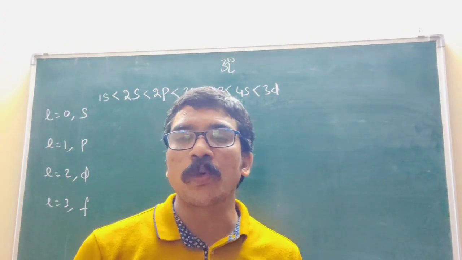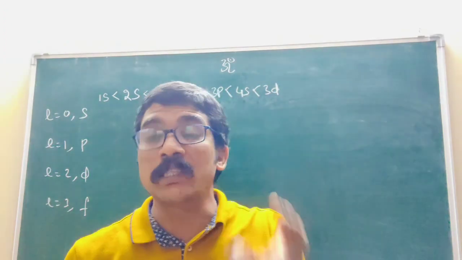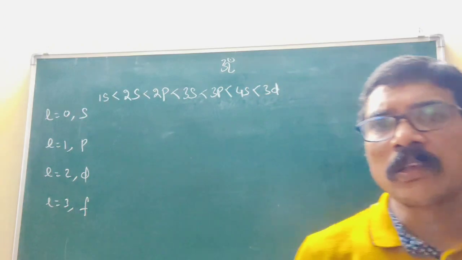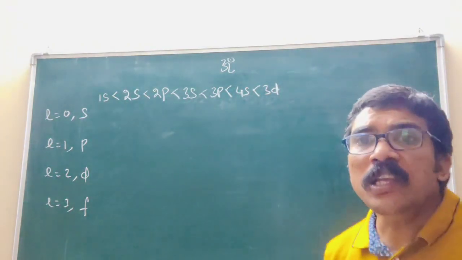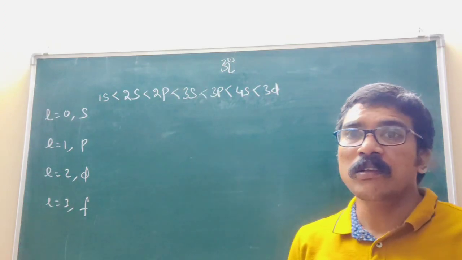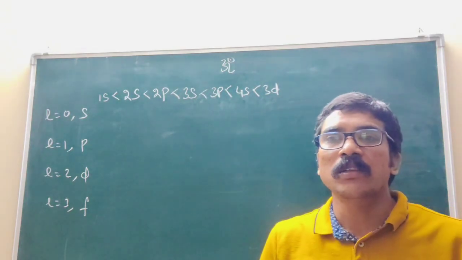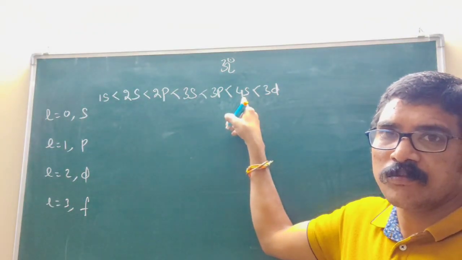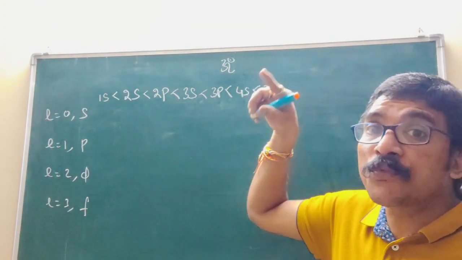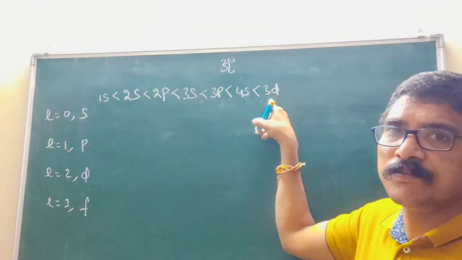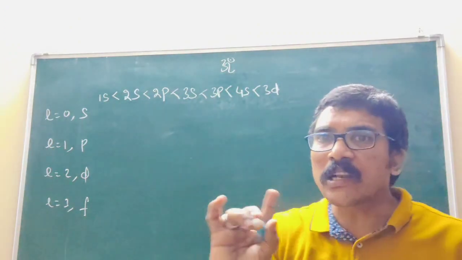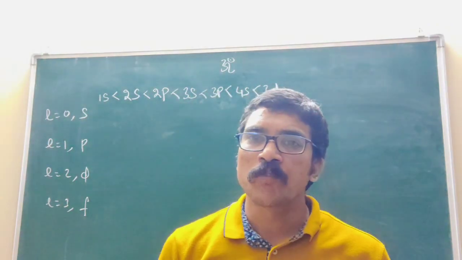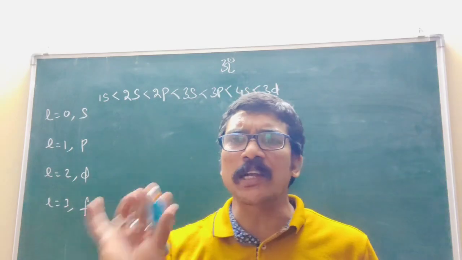So the subshell whose n plus l value is lowest has the lowest energy. So the 4s subshell has the lowest energy. That means if any element has more than 20 electrons, the electron first enters 4s. After filling of 4s, only then does the electron enter 3d. This is the general Aufbau diagram, and most of the elements follow this trend only.